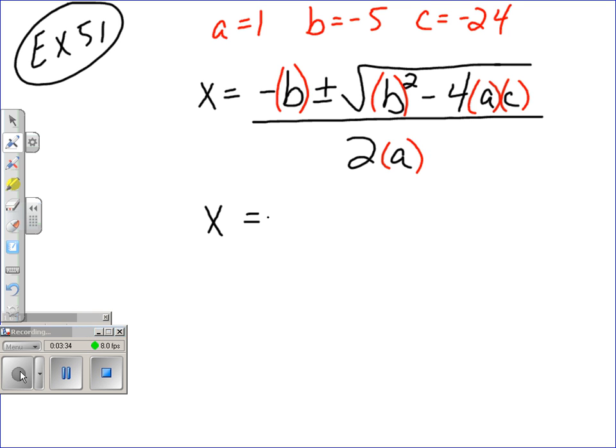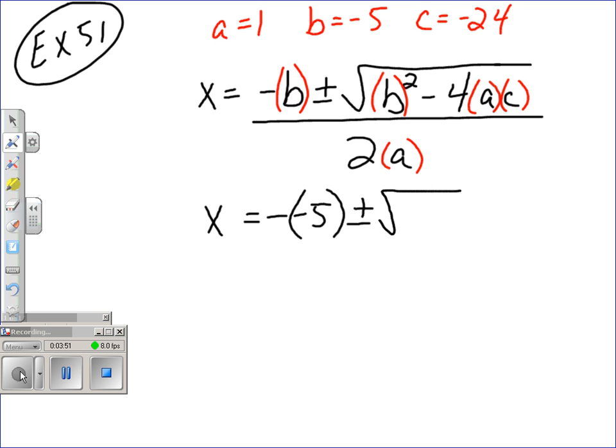X equals, I need a negative sign, I need a parentheses, and inside the parentheses I'm going to put my B, which happens to be a negative number. That's why I recommend using the parentheses around the letters, because these negative numbers will mess up our answer if we're not careful. Next we have plus or minus.